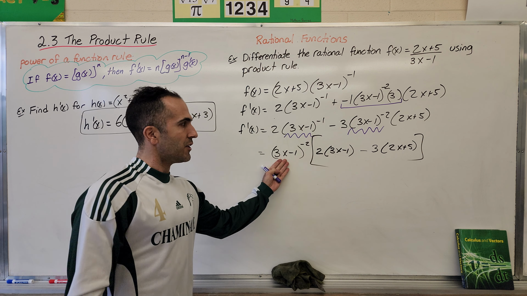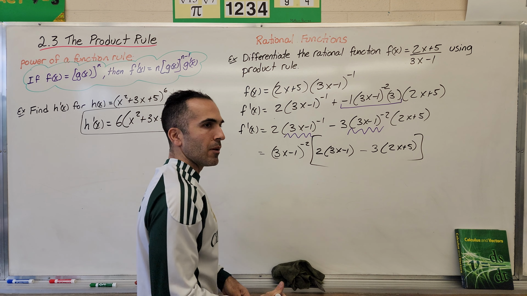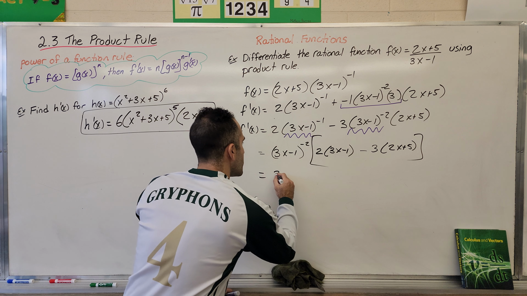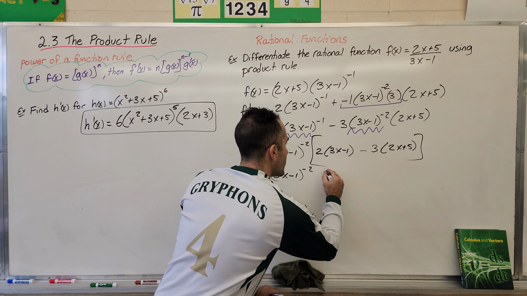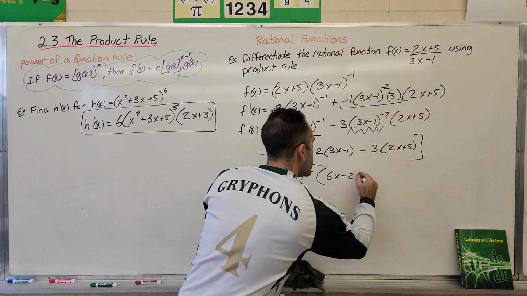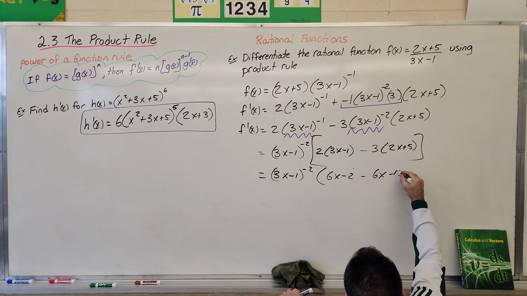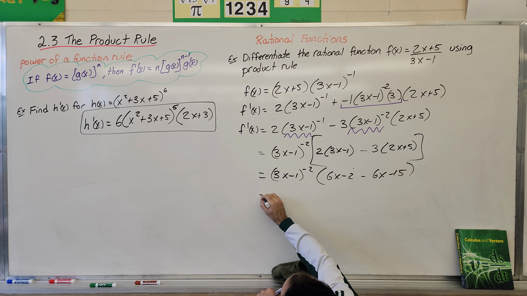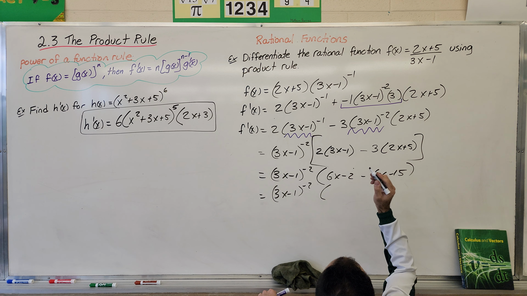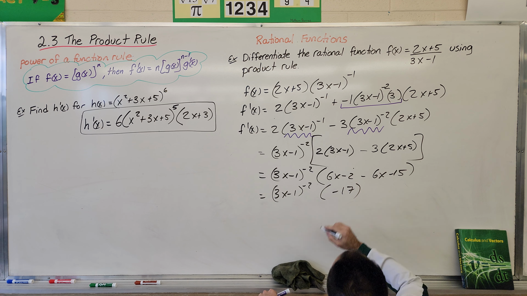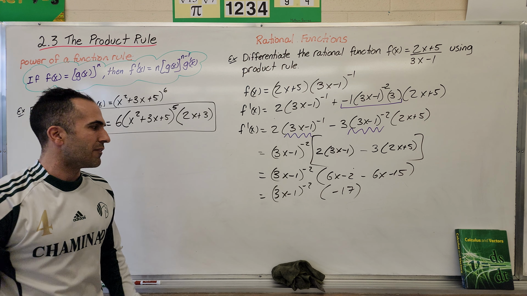I have one factor, and now I have something else that I can expand and factor. So this is still a 3x minus 1 to the -2, and I can clean up some stuff over here. I can say this is a 6x minus 2 minus 6x minus 15, mistake alert. Bye-bye 6x. I'm left with -17. I don't give answers with negative exponents.